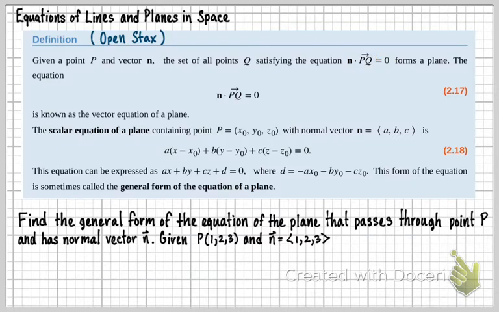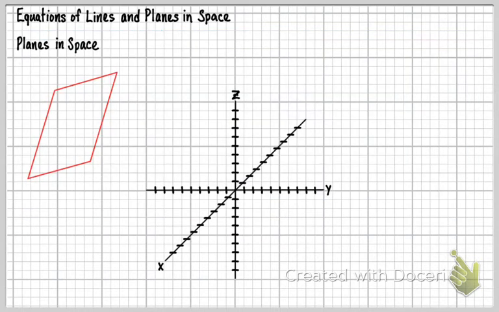Now it says the set of all points Q satisfying the equation n dot PQ equals 0 form a plane. The equation n dot PQ equals 0 is known as the vector equation of a plane. So we're going to talk about that first, just that idea there. So in essence, it says the set of all points Q satisfying the equation where the dot product is 0. So let's take a look at that here.